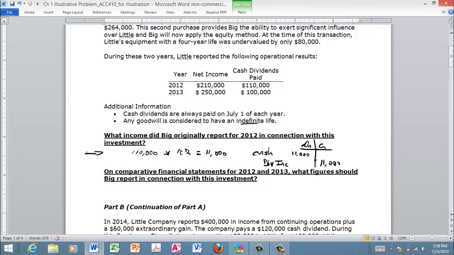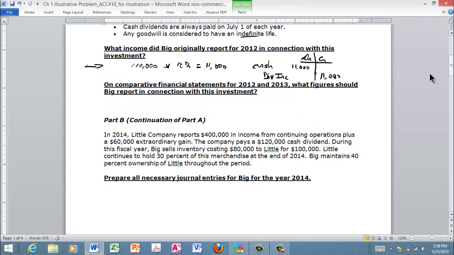But now, if we flip to this equity method, we've got to retroactively apply that for 2012 as if we were accounting for it under an equity method. Now, before we move on with all the calculations, there's an additional wrinkle here. In 2014, they're going to tell us that Little has $400,000 in income from continuing operations.